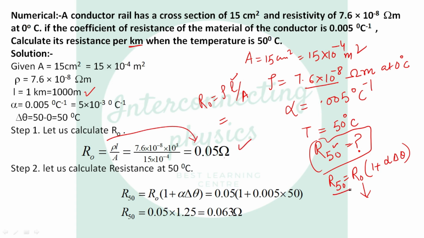Now let us calculate R50, which is R0(1 + alpha delta theta). R0 is 0.05, alpha is 0.005. What is delta theta? It is T minus T0. T is given as 50, and T0 we generally take as 0 degree, and here it is also given as 0 degree Celsius. So delta theta is 50, and the result will be R50 is 0.063 ohm. So in this way we can calculate the resistance.